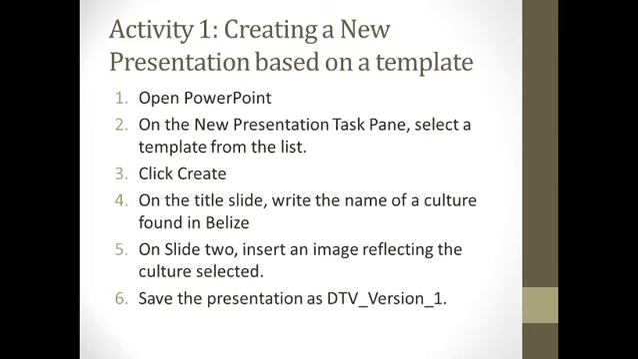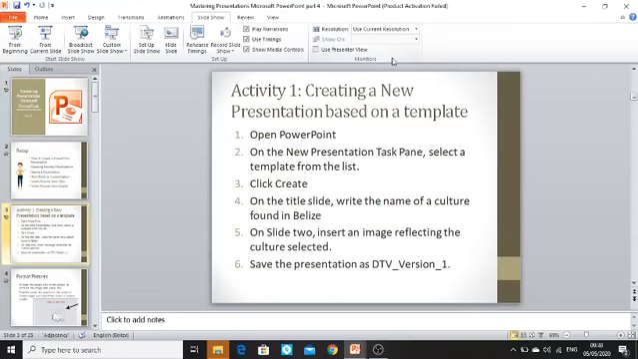Now, depending on what version of PowerPoint you are using, this may differ a little bit for you. Then you were to click create, and on the title slide, write the name of the culture found in Belize. You could have chosen any culture. And then on slide 2, all I wanted you to do was insert a picture that reflected the culture that you had selected. When you were done doing that, I wanted you to save the presentation as DTV underscore version underscore 1. So let's get into doing that.